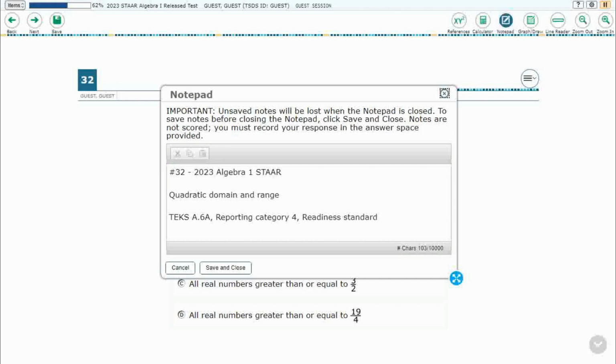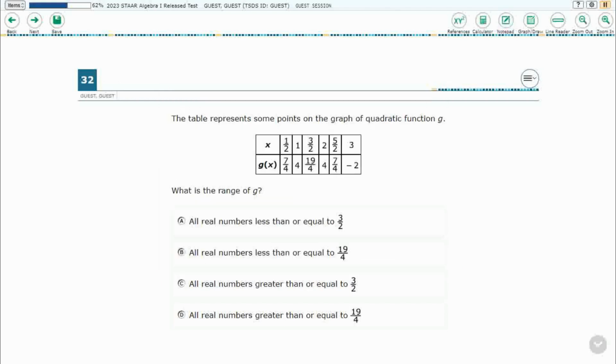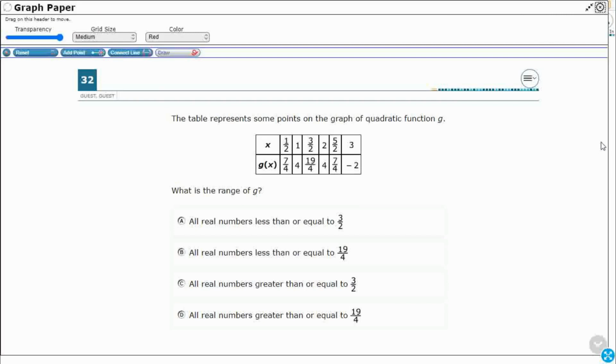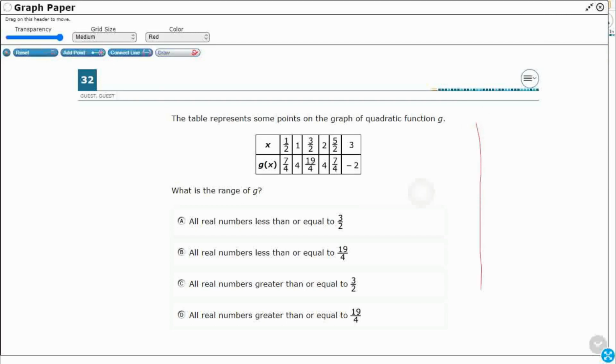So for number 32, we are looking at the quadratic domain and range. This is TEKS A.6a, a readiness standard, reporting category 4. So we've got a quadratic function, and we need to find the range of G. All right, so if we take a look, if we wanted to plot this, we could. Look at our x values, they look like they're going pretty much one step at a time, right? So we got 1/2. If we wanted to just say 1/2 and then 1, then 3/2 is 1.5.